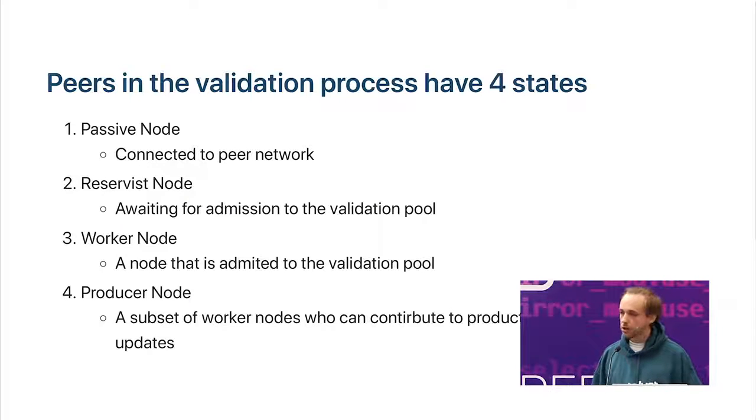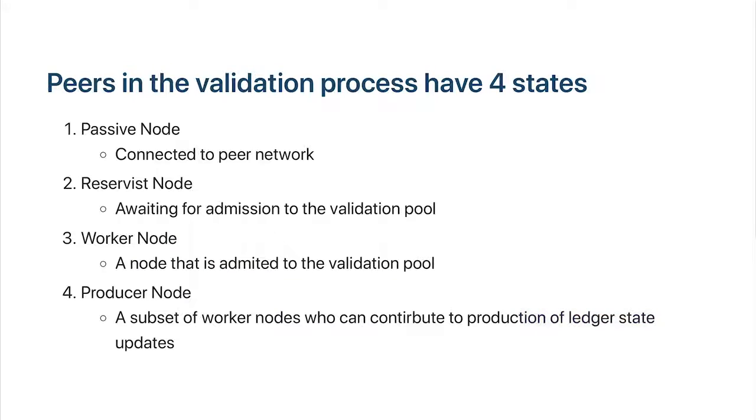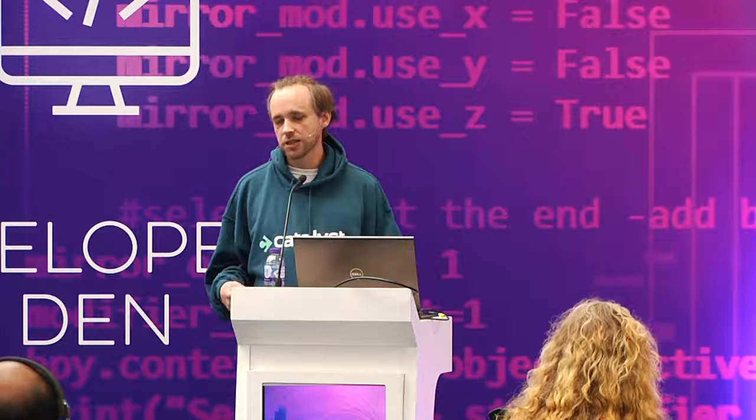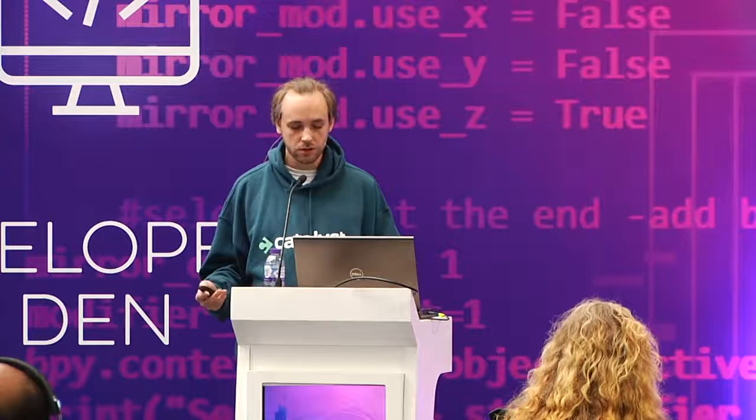Next, we have what we call a worker node, and a worker node is someone who has been admitted into the club and is in that validation pool, but that doesn't necessarily mean that they are validating transactions. That is just someone who has the ability to validate. And next up, we have what we call a producer node. So this is the 4th state within the network. And a producer node is a subset of the entire worker node pool, or the validation pool. And this is the node who actually does validate transactions and is eligible to produce what we call a ledger state update.